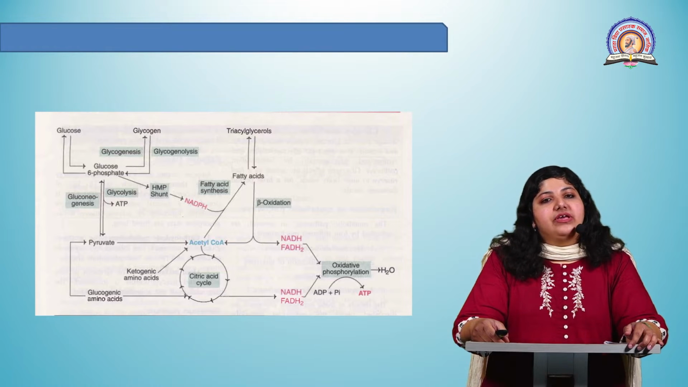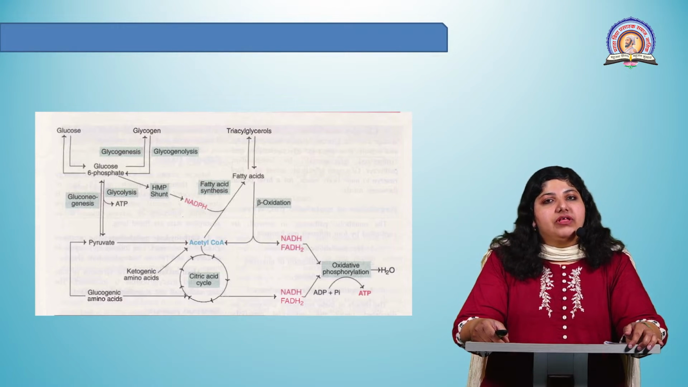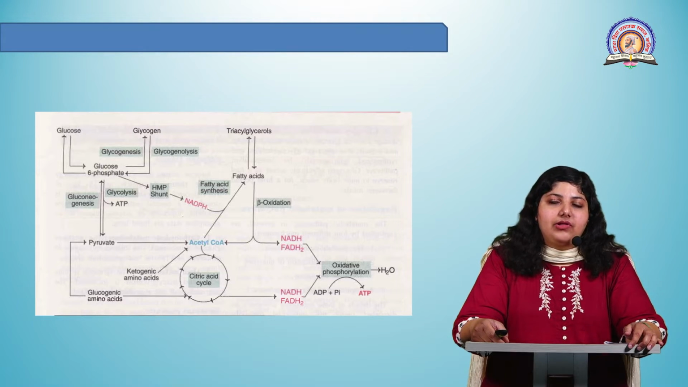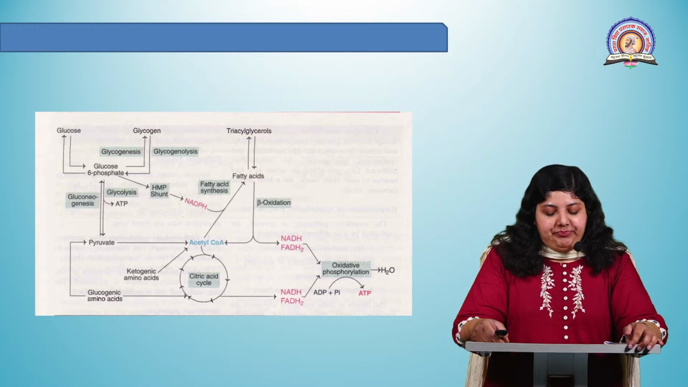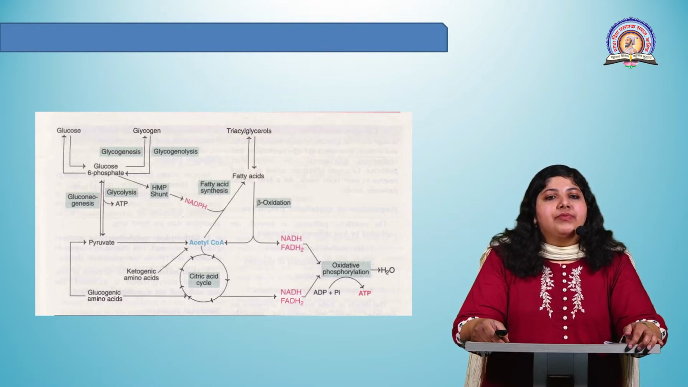Also, when energy is in excess amount, this glucose 6 phosphate can form glycogen, which is the storage form of carbohydrate. Acetyl CoA can be used for the synthesis of fatty acids, which in turn form triacylglycerols. During the time of low energy, these fatty acids can be broken down by the process of beta oxidation to release acetyl CoA, NADH2 and FADH2. And all these processes you can see in this schematic diagram.